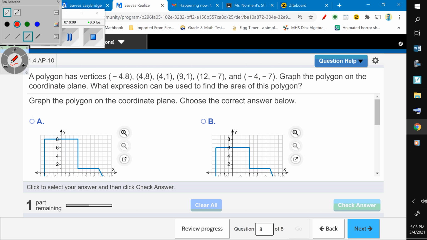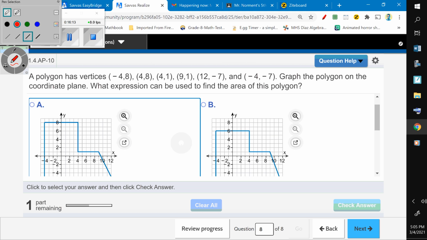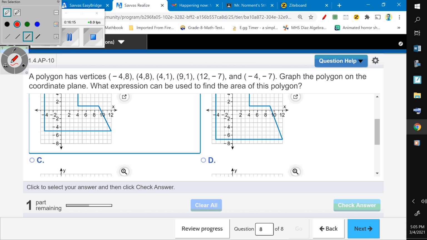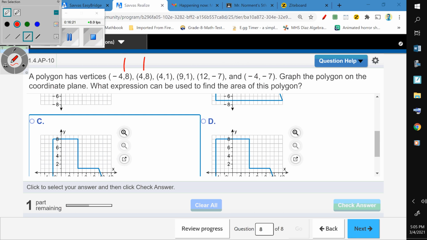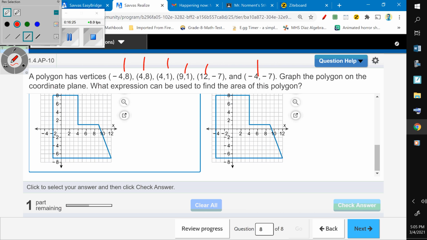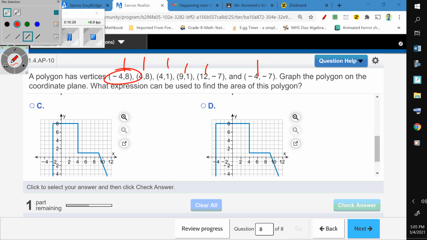Oh yeah, this one's a doozy. It doesn't start out too complicated. You just need to find which one has the coordinates in the right spot, okay? Which one of these polygons has all 1, 2, 3, 4, 5, 6 coordinates in the right locations? For example, the first point, -4, comma 8. That's -4 right here, and that's up to 8. That's right there.